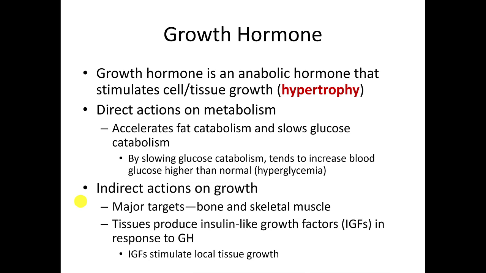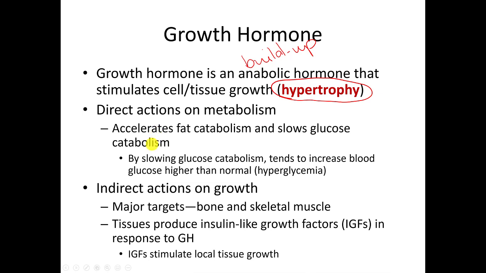So we're going to start off with the growth hormone. This is an anabolic hormone. So remember the term anabolic. This refers to reactions. We have anabolic and catabolic. Catabolic is a breakdown reaction. Anabolic is a build-up. Think anabolic steroids. So growth hormone is an anabolic hormone, and it's going to stimulate your cells and your tissues to grow. And that term that refers to that is called hypertrophy.